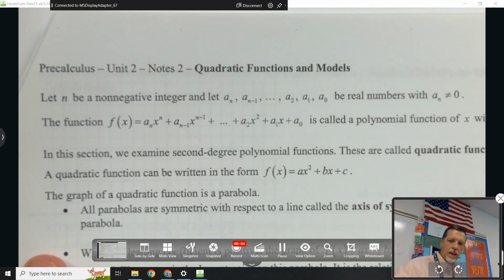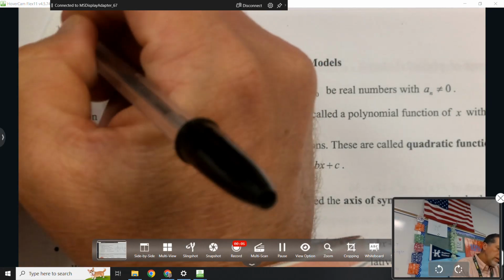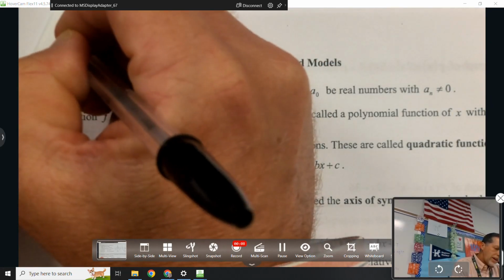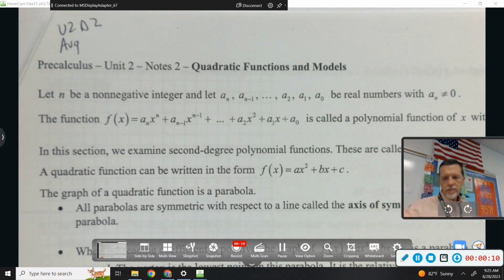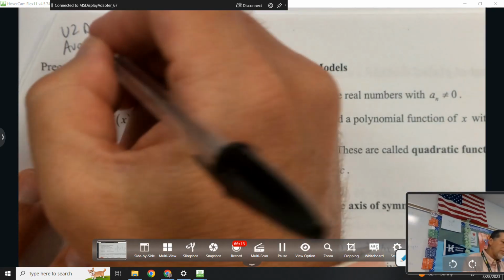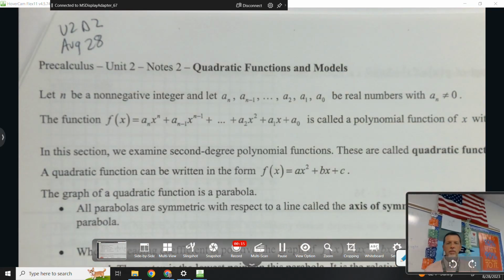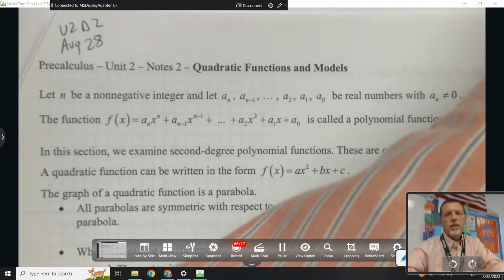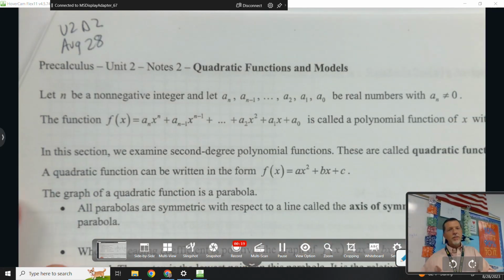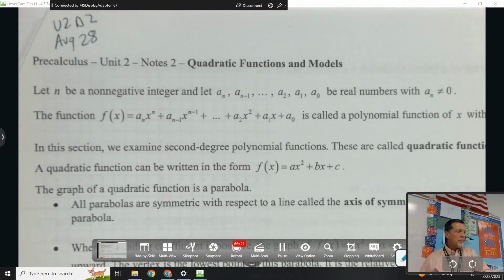Unit 2, Day 2, and this is August 28th. Again, I put that on there for people watching at home. If they missed a day, they'll know right away if that was the right one. I usually label everything nice and clear, at least that's the intent, so you can find what you need.